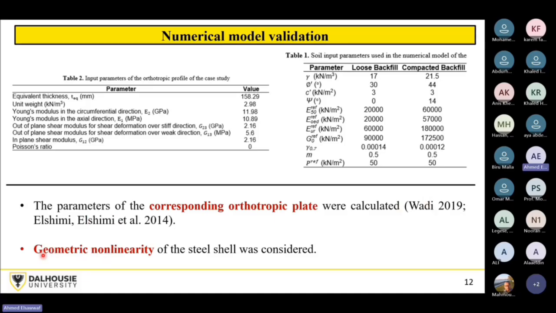We have considered the geometric nonlinearity of the problem during the finite element modeling. That's something which is called the updated mesh option, and it's in Plaxis.